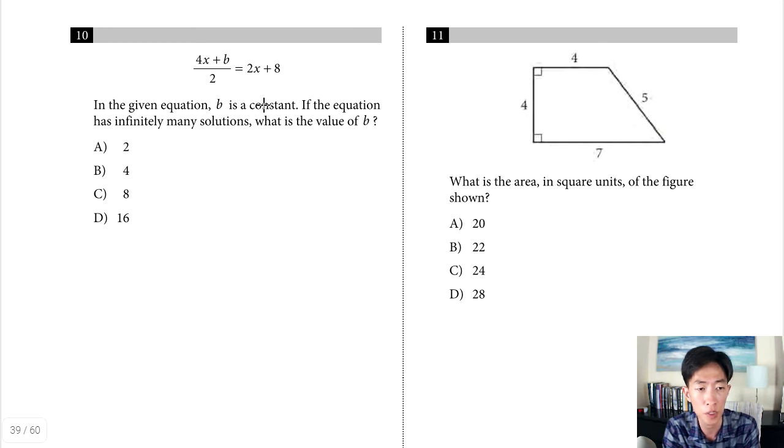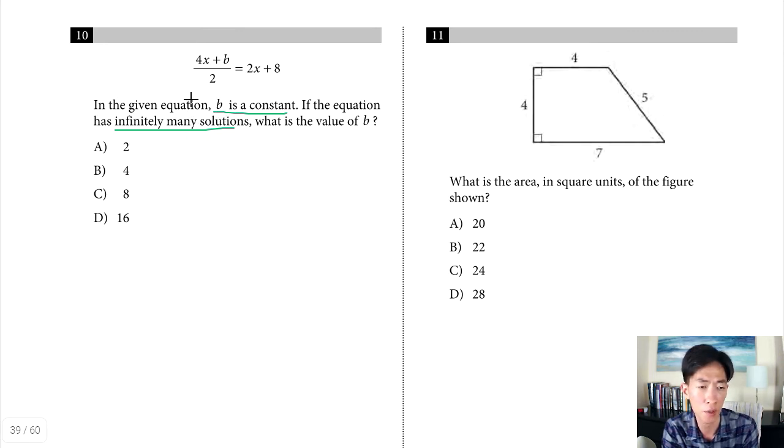Question 10, we have this equation. It says, in the given equation, b is a constant. If the equation has infinitely many solutions, what is the value of b? So for questions that ask you about no solutions or infinitely many solutions, the goal is to try to get both sides of the equation to look the same. And that'll show you that no matter what value of x you plug in, the equation stays true and therefore it'll have infinitely many solutions.